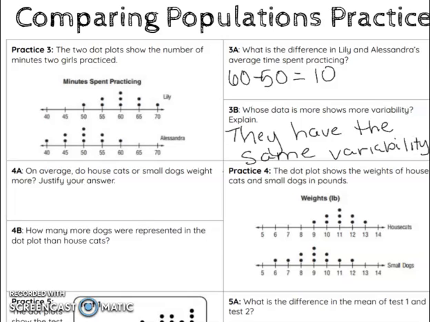Okay, practice number 4. The dot plot shows the weight of house cats and small dogs in pounds. On average, do house cats or small dogs weigh more? Justify your answer. I can see that the house cats are more to the right than the small dogs. So the lowest is right here, which is the middle of the small dogs. So we're going to say that house cats weigh more, because their data is more to the right.